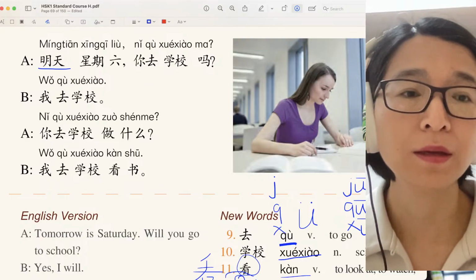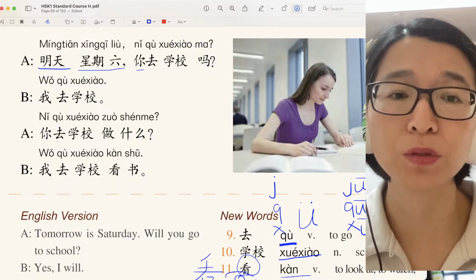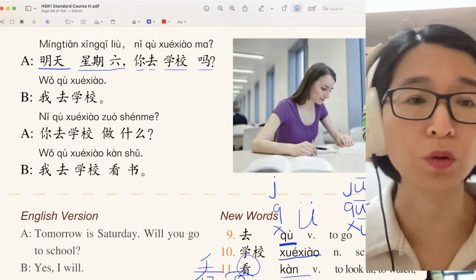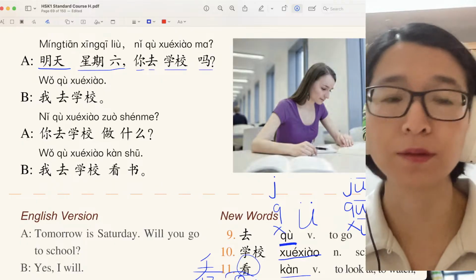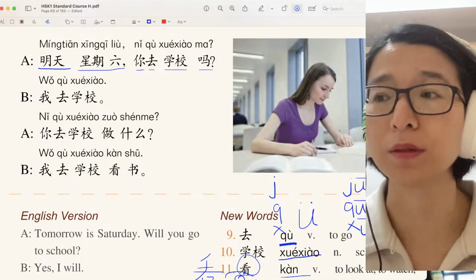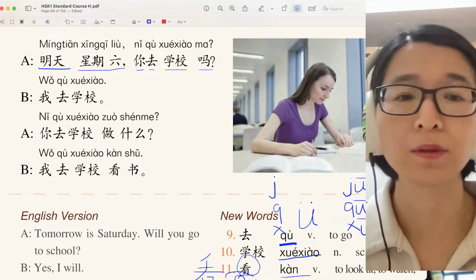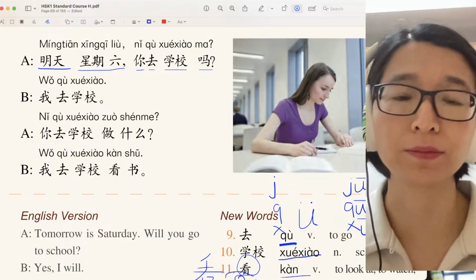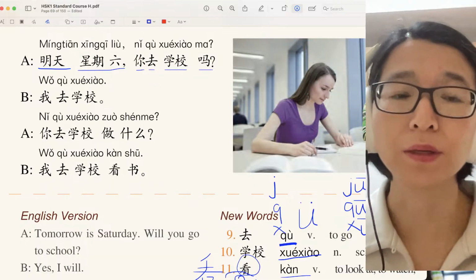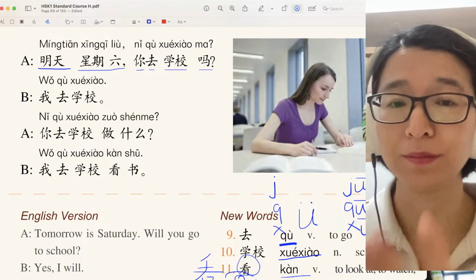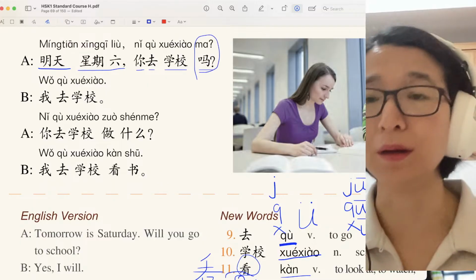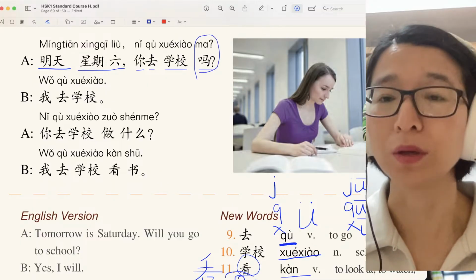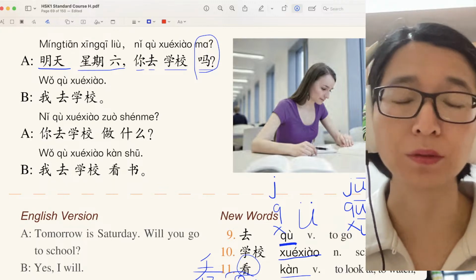明天星期六，你去学校吗？明天, tomorrow. 星期六, Saturday. 明天星期六, tomorrow, Saturday. Here you can put 是 in between, 明天是星期六, or you can simply say 明天星期六. 你去学校吗？You go to school, 吗? We learned this word before, right? 你好吗？我很好。So we know ma, it's like a question particle.